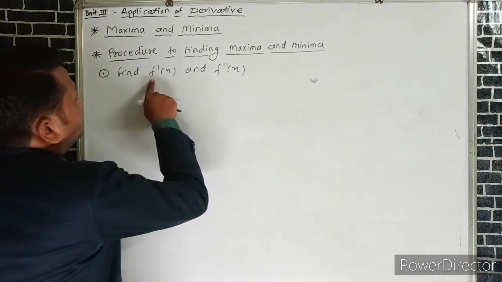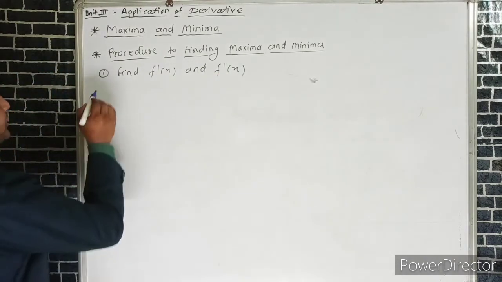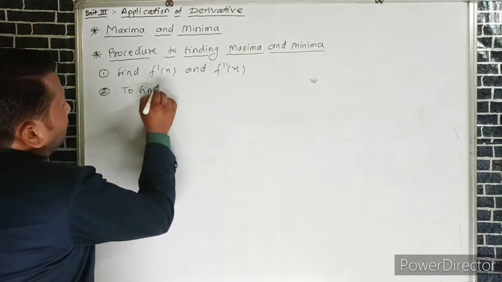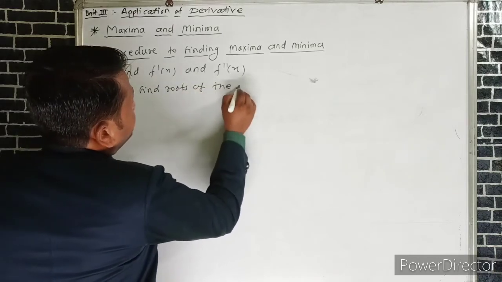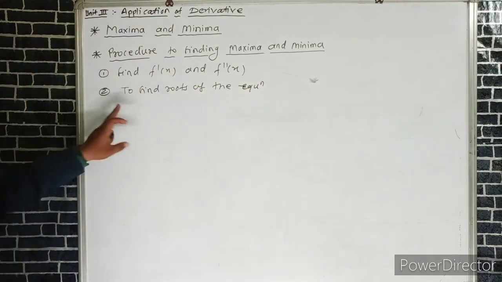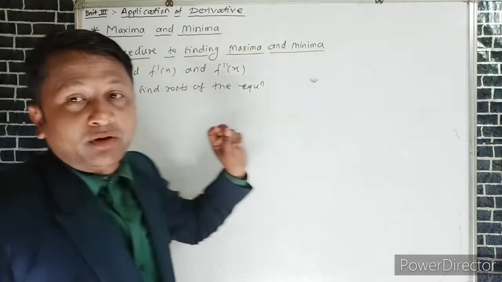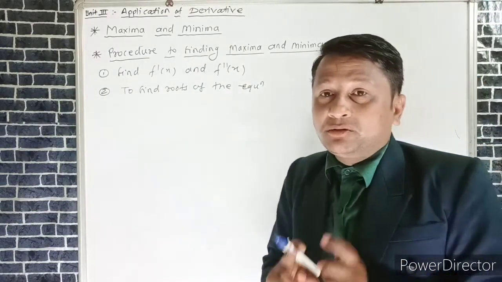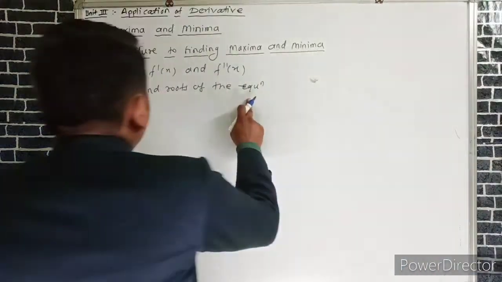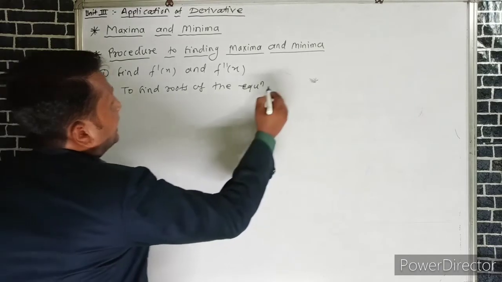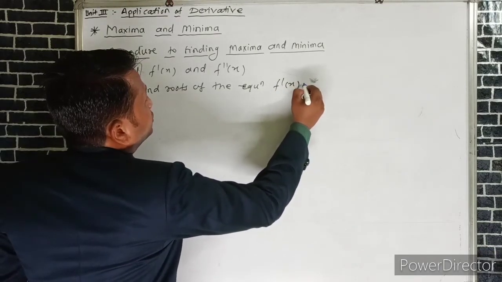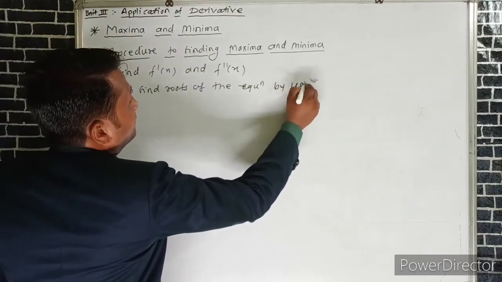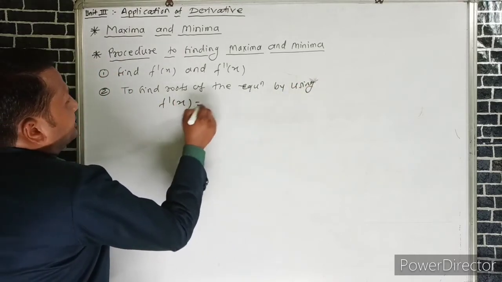After finding the first order derivative and second order derivative, secondly we have to find the roots of the equation. To find the roots of the equation means we have to find the value of x. If the function is in the form of x, then we find the roots by using the first order derivative equation, f dash of x equals 0.